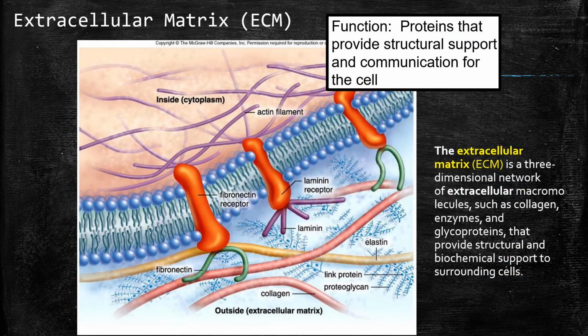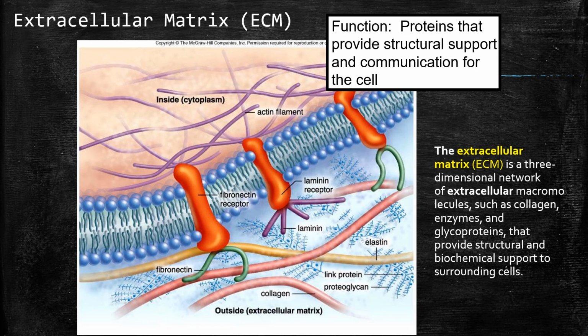On the outside of animal cells is what we call the extracellular matrix, and that's basically just a three-dimensional network of macromolecules. So a lot of animal cells will excrete various macromolecules, mostly proteins, but collagen, enzymes, glycoproteins, that provide extra structural support to the surrounding cells and are also involved in communications from cell to cell. So that's what we find in animal cells.